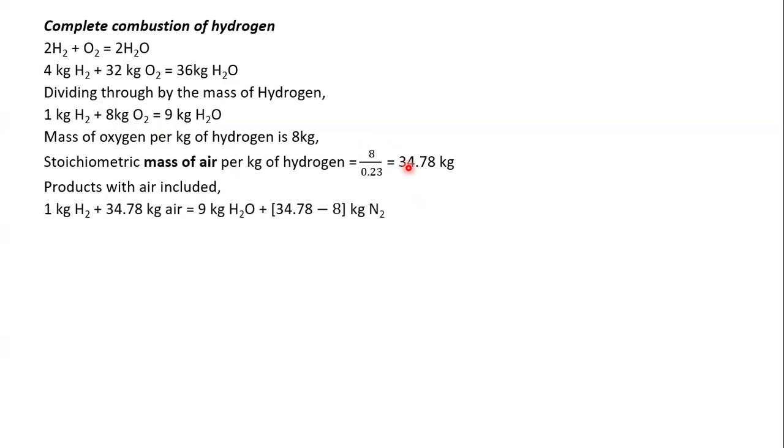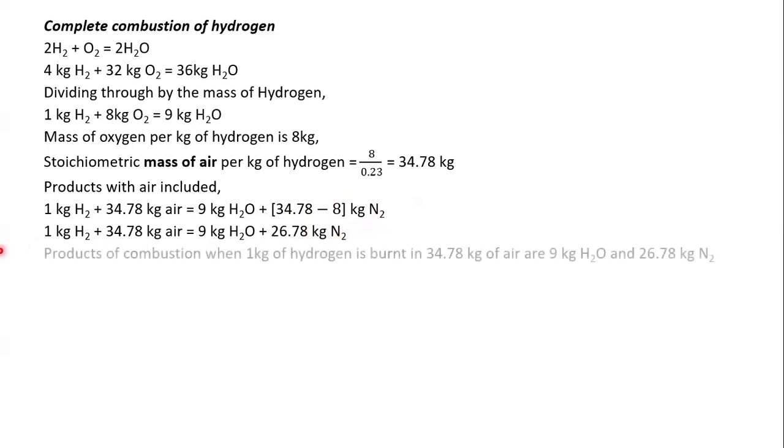Let's go back to the products of combustion. Here we said 1 kg of hydrogen plus 34.78 kg of air, giving us 9 kg of water vapor and nitrogen, which is already there. It was there in the beginning and it's there at the end. So here, we'll remove the 8 kg of oxygen that we had. Our focus is on the products of the combustion process. So we have 26.78 kg of nitrogen. Everything else remains the same. And that's just our conclusion.